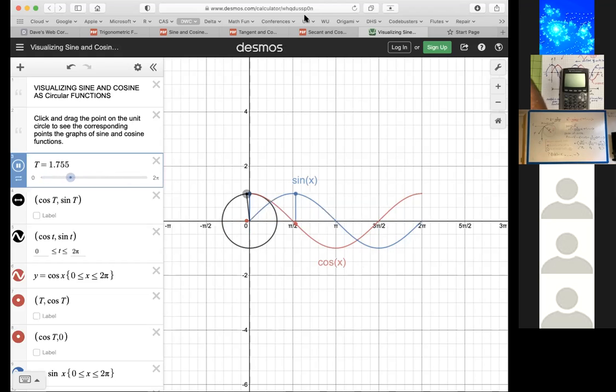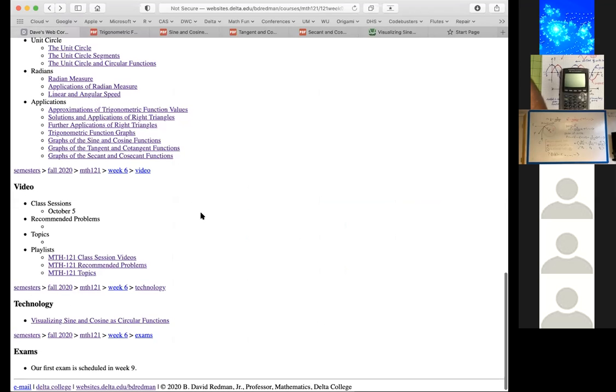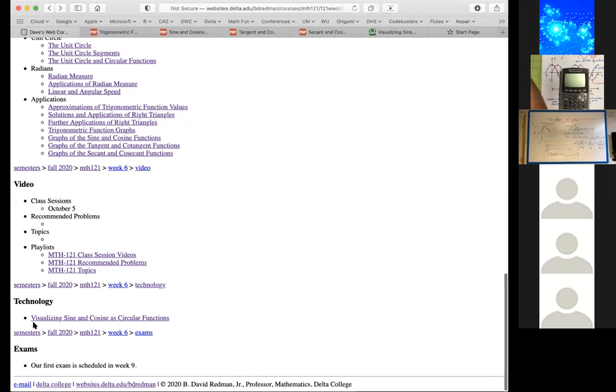Let me go away from this figure. Let me go back to my website. I'm going to stop this thing from spinning. So there's a visualization of what sine and cosine mean, like in motion. Okay.